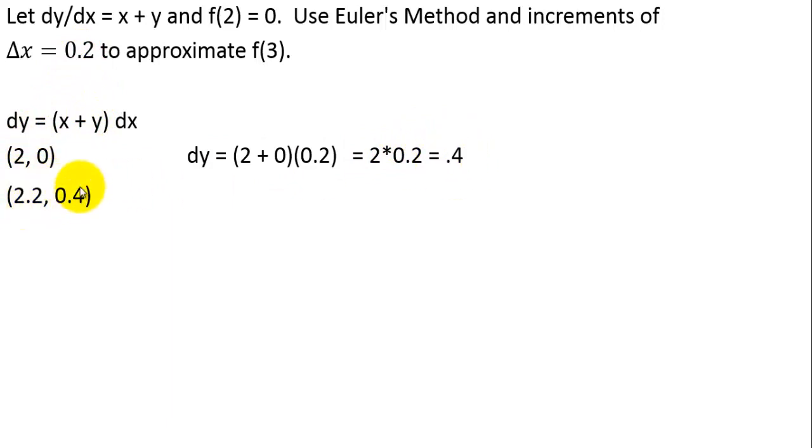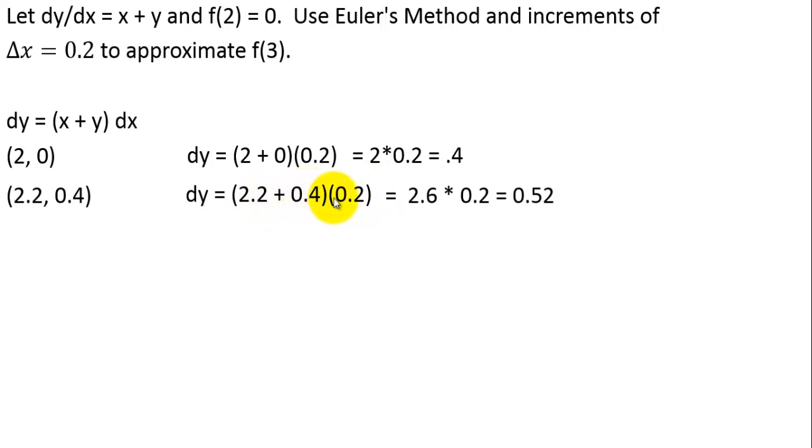Now we want to do the process again. We want to find out how much y changes, because we already know that x changes by 0.2, so the next x will be 2.4. The change in y is equal to x plus y. X is 2.2, so we plug 2.2 in for x. Y is 0.4. And then the change in x, or dx, is 0.2 again. And this will be 0.2 every time. Well, that's equal to 2.6 times 0.2, which is equal to 0.52. So that's how much y changes.